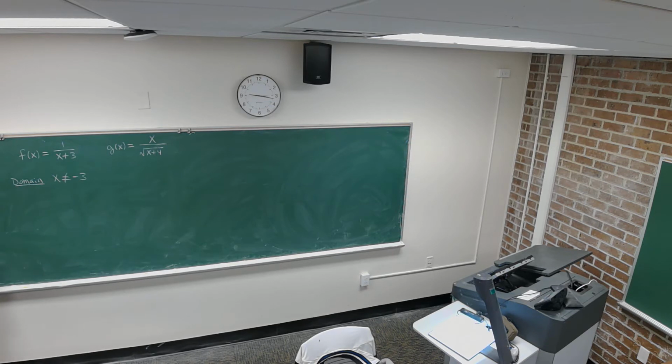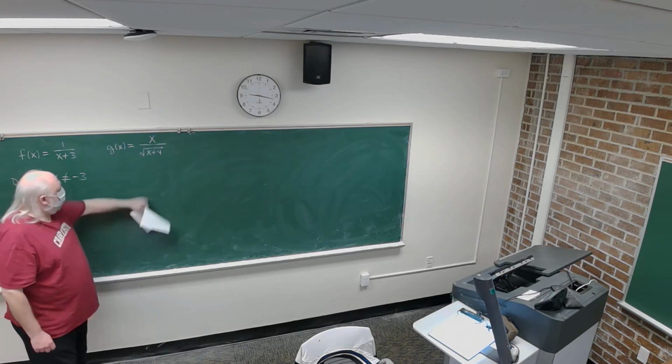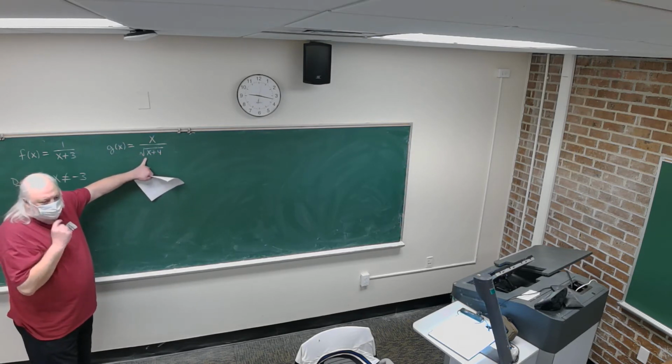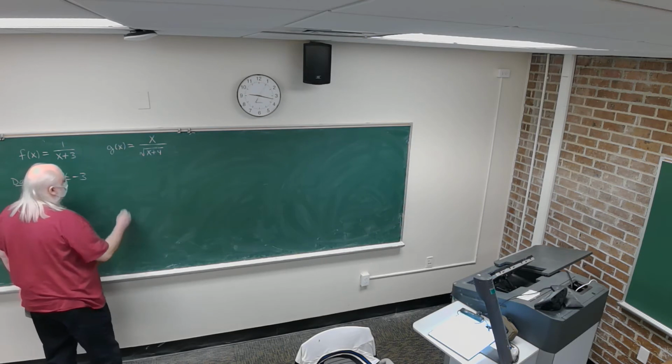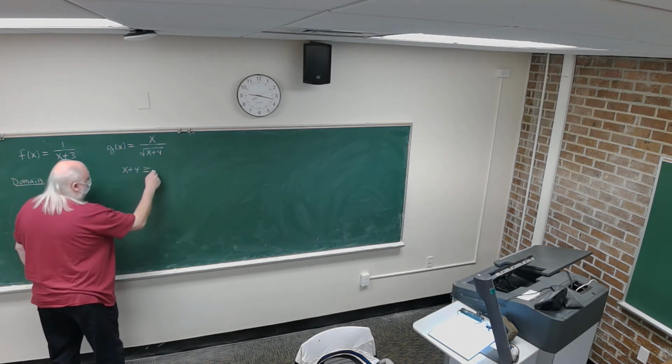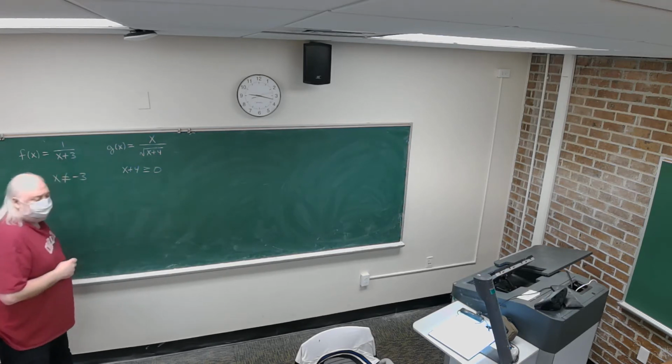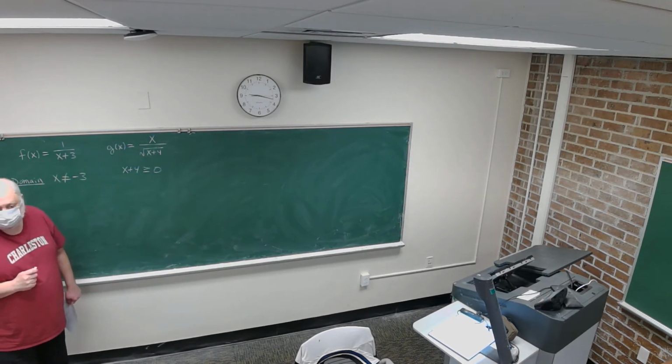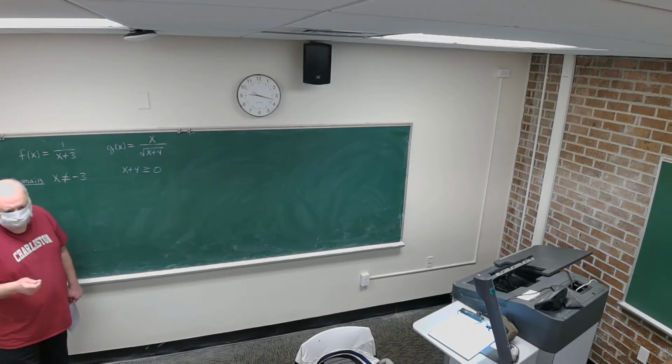This is exam 2 material coming up, from section 2.1. You should set x plus 3 not equal to 0, and solve, and you get x can't equal negative 3. Over here in g of x, we have a square root in the denominator. In this domain, what's under the square root has to be greater than or equal to 0, because you can't take the square root of a negative number and get a real number. You get an imaginary number.